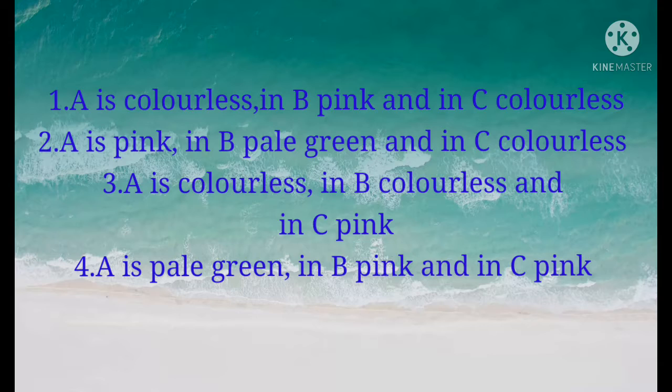Next, in test tube C, distilled water is added to react with phenolphthalein. Distilled water is basically neutral in nature. So, phenolphthalein appears colorless in this test tube. The answer is number 1: A is colorless, in B pink, in C colorless.